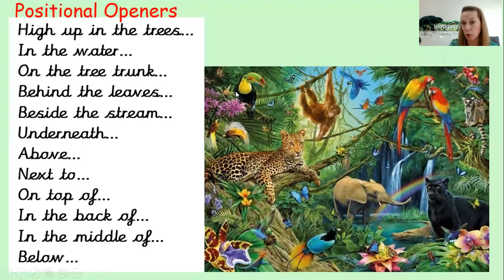So in the resources, I've given you a list of positional openers to help you to start your sentences. If you want to come up with your own, that's absolutely fine. But if you're a little bit stuck on how to start, you can use one of those to start off. So here they are. I've got high up in the trees, in the water, on the tree trunk, behind the leaves, beside the stream, underneath, above, next to, on top of, in the back of, in the middle of, below. So lots of different positional openers that you could use, but you can also have a think about any of your own that you might like to use.